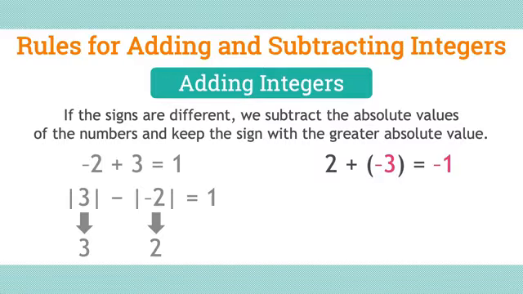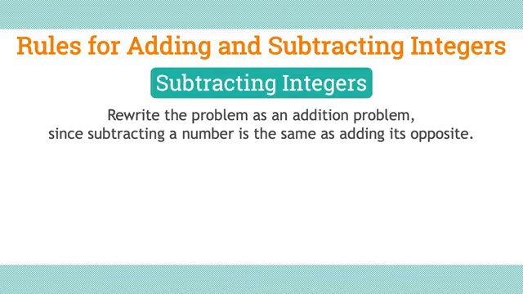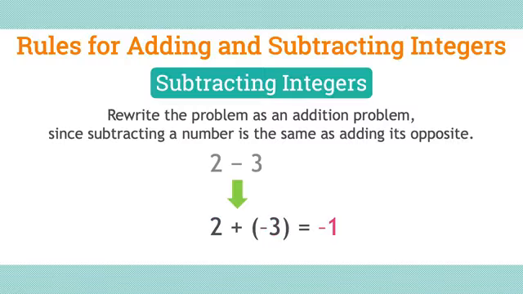We can't forget about subtracting integers. To subtract integers, we can rewrite a subtraction problem as an addition problem since subtracting a number is the same as adding its opposite. For instance, the problem 2 minus 3 can be rewritten as 2 plus the opposite of 3, which is -3. Now that we have an addition problem with different signs, we already know what to do. Subtract and keep the sign of the number with the greater absolute value. So, since 2 plus -3 is -1, the answer to the original problem, 2 minus 3, is -1.